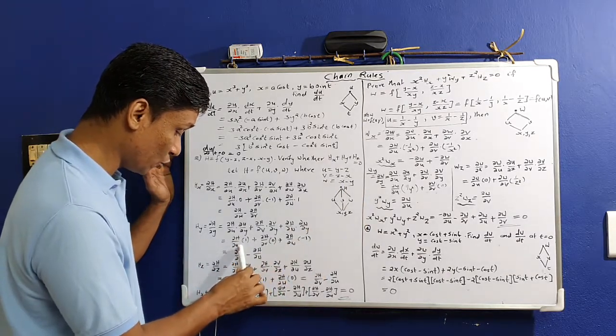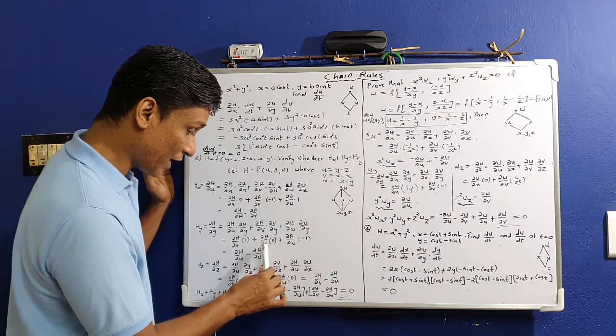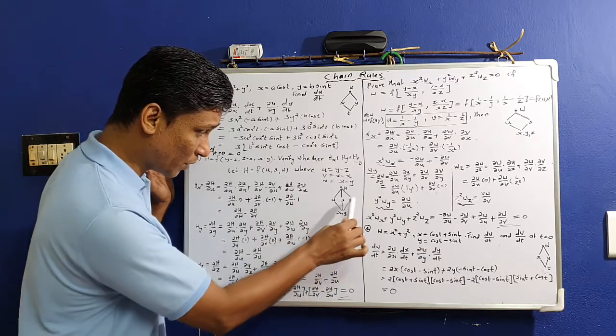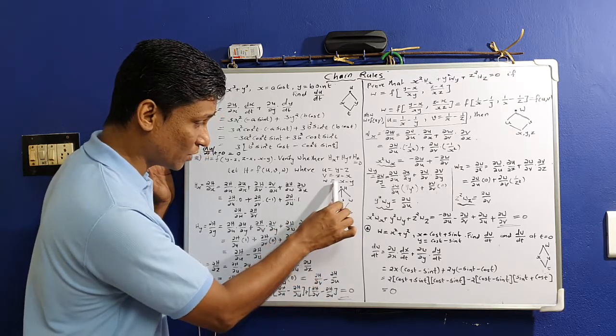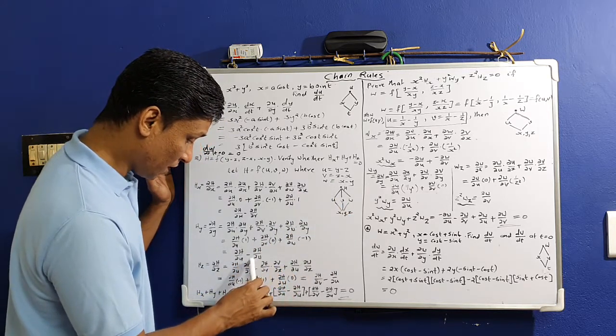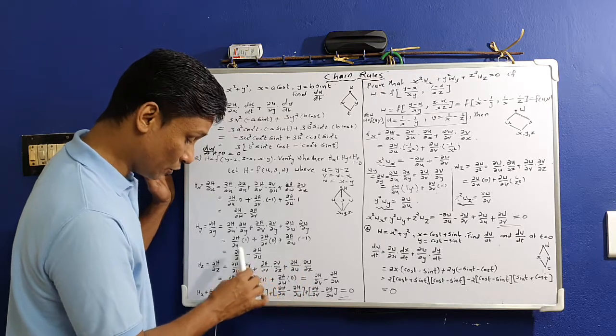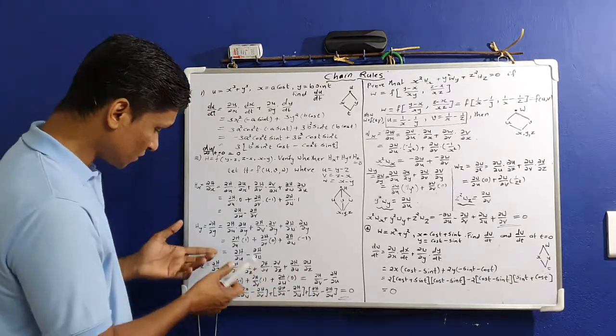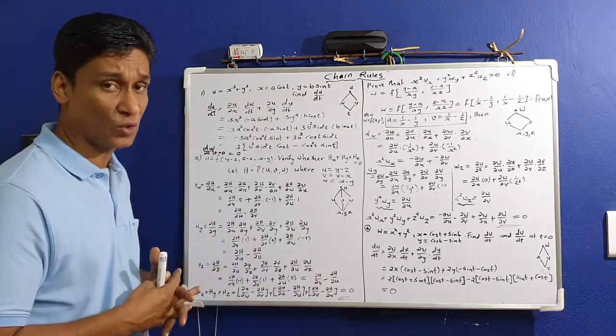So ∂h/∂u into 1 plus ∂h/∂v into 0 plus ∂h/∂w into ∂w/∂y. ∂w/∂y is minus 1. So this becomes ∂h/∂u minus ∂h/∂w. So that is the expression for hy or ∂h/∂y.